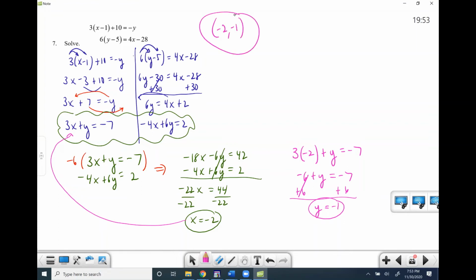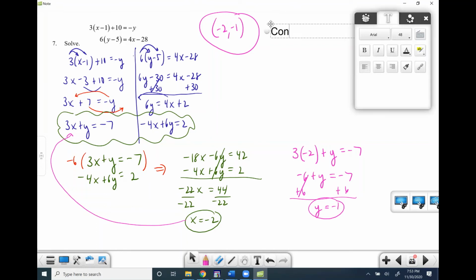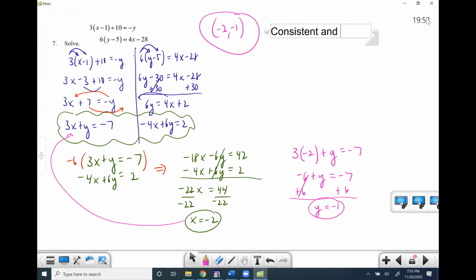All right, so -2, -1 is where these lines cross. Again, that means they must be consistent and independent. Consistent, since we got an answer. And independent, because they're 2 crossing lines, not one line on top of the other. All right.